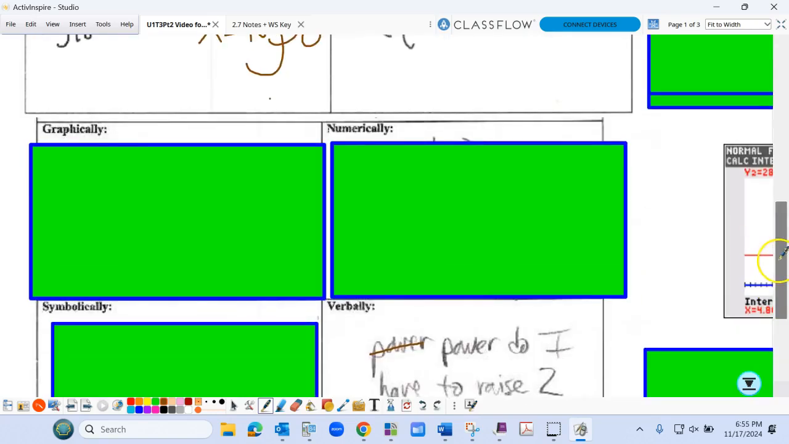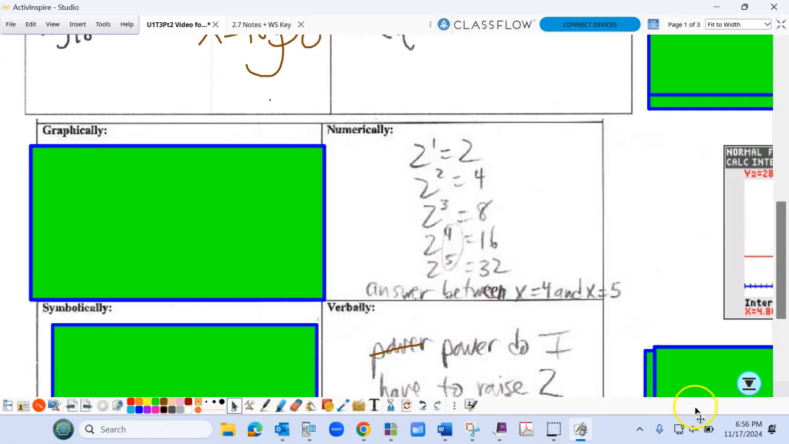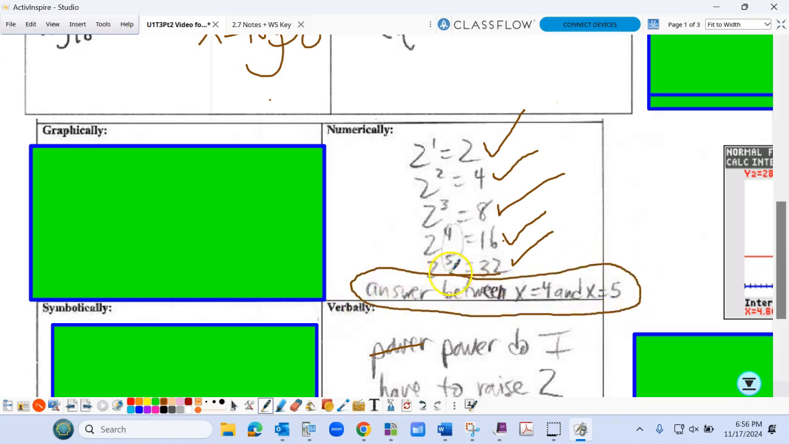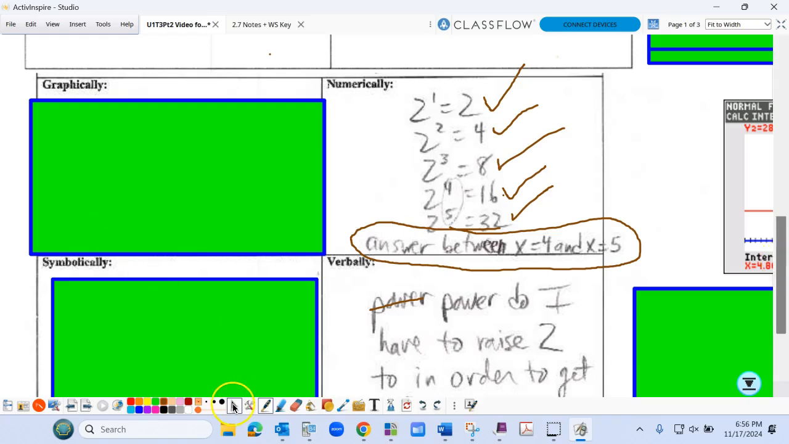And then we can go up to numerically, and we can look at different powers of 2 that may give us an answer of 28. 2 to the first is 2, 2 squared is 4, 2 cubed is 8, 2 raised to the 4th power is 16, and 2 raised to the 5th is 32. So none of those answers equal 28. So in that case, just like the one above, we can say that our exponential answer is an exponent between 4 and 5.